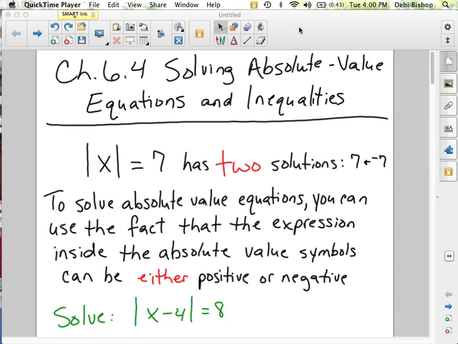If I were to say the absolute value of x equals 7, that means that x has two solutions, 7 and negative 7. Because when we're talking about absolute value, all that means is the distance from 0. So to solve absolute value equations, you can use the fact that the expression inside the absolute value symbols can be either positive or negative.